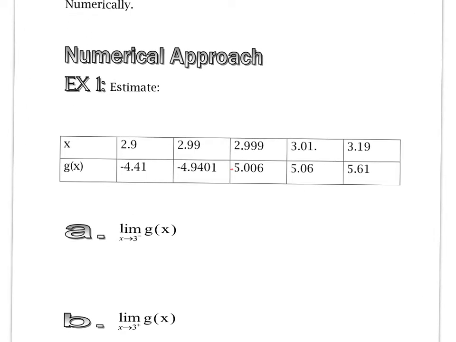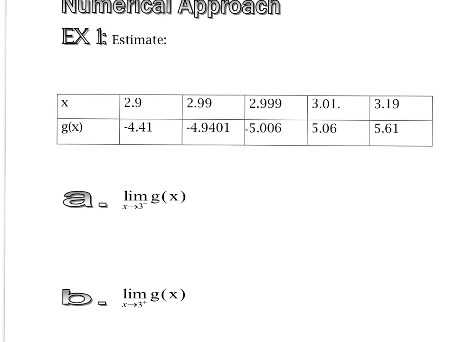Okay, so they give us a table here. There are a couple typos in this video. That value should be negative right there, but not these ones. They give us a table and we can see that we're getting 2.9, 2.99, 2.999, 3.01, 3.19. Obviously that doesn't need to be there. So we're looking right here, right?